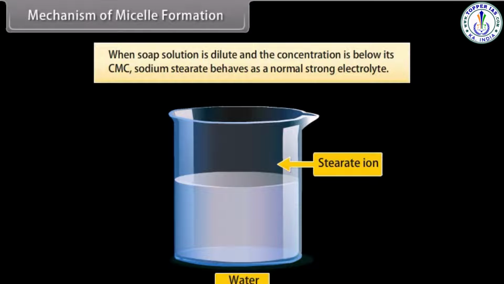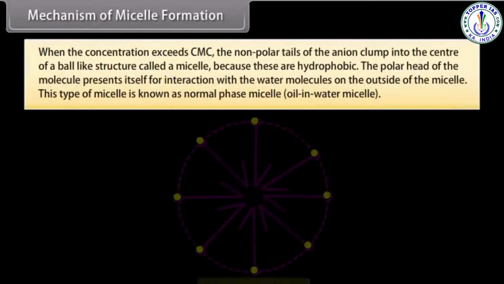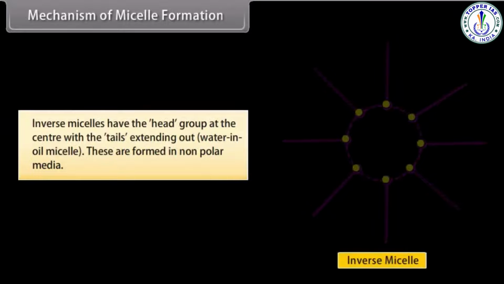a normal strong electrolyte. When the concentration exceeds CMC, the non-polar tails of the anion clump into the center of a ball-like structure called a micelle because these are hydrophobic. The polar head of the molecule presents itself for interaction with the water molecules on the outside of the micelle. This type of micelle is known as normal phase micelle. Inverse micelles have the head group at the center with the tails extending out. These are formed in non-polar media.